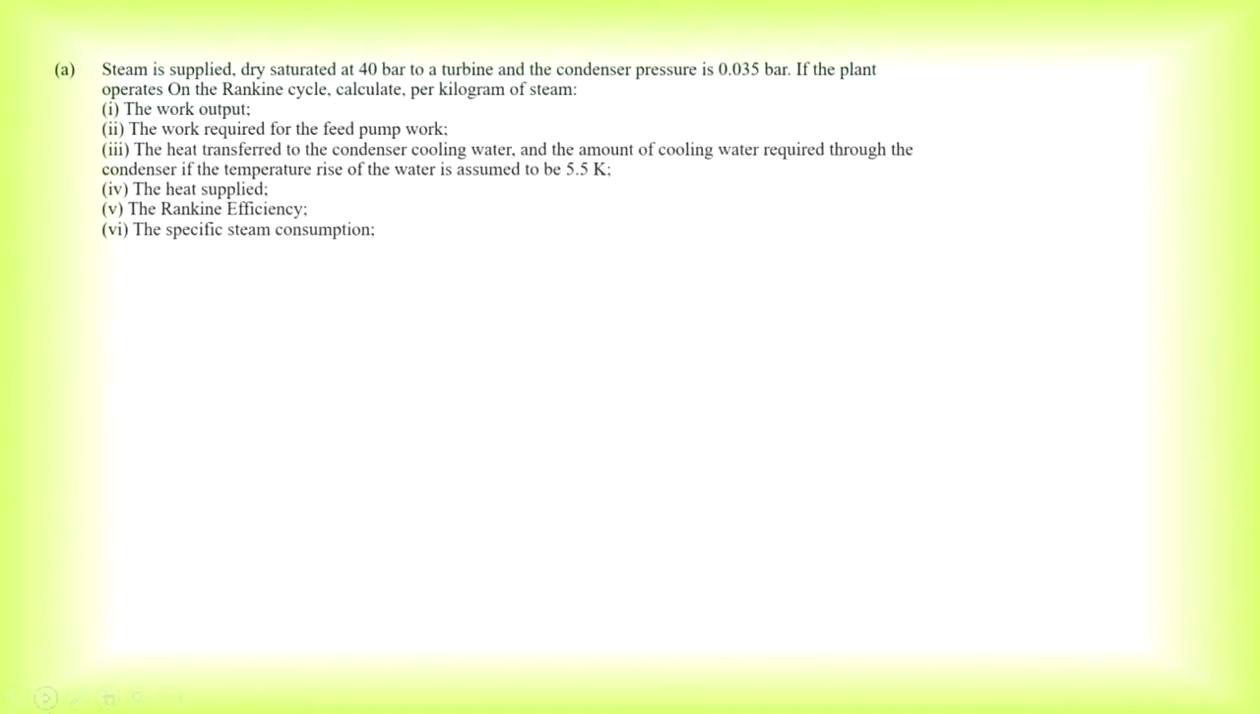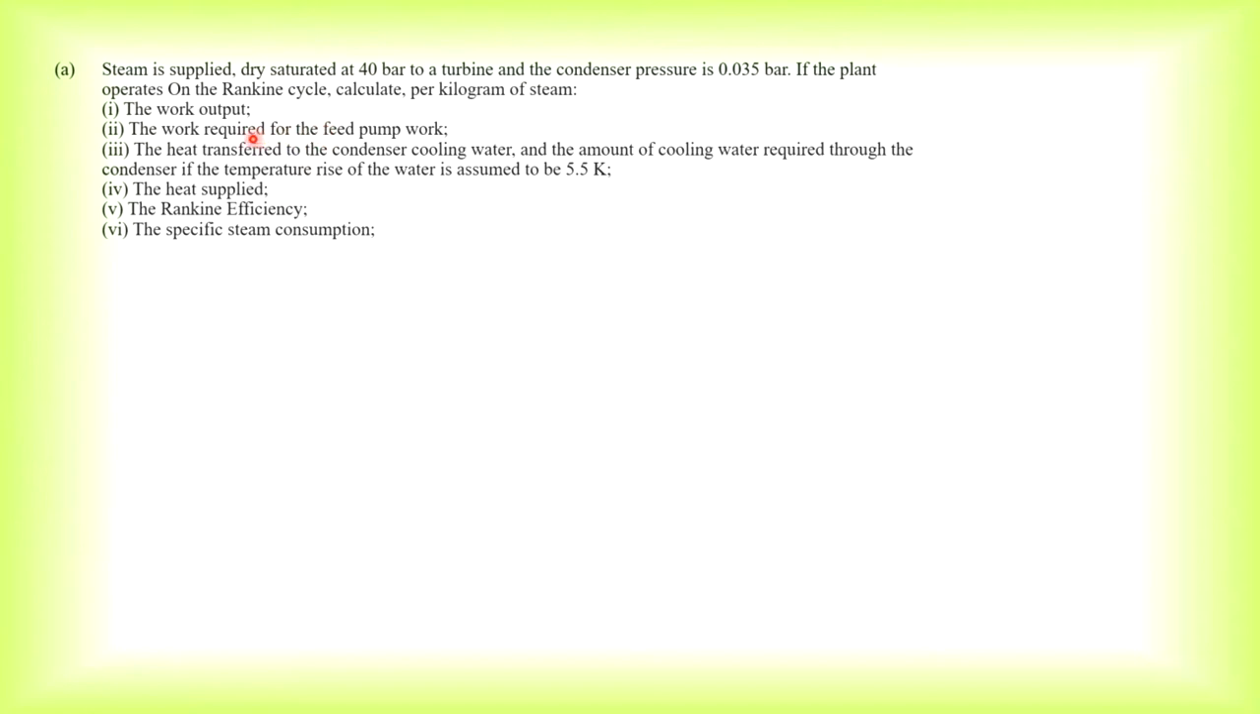So, looking into problem solving. Introduction, Rankine Cycle, we have already discussed earlier in the previous lessons. Now, steam is applied dry saturated at 40 bar to a turbine, and the condenser pressure is 0.035 bar. Now, if the plant operates on the Rankine Cycle, calculate per kilogram of steam, and then they want us to calculate the work required for the feed pump work.